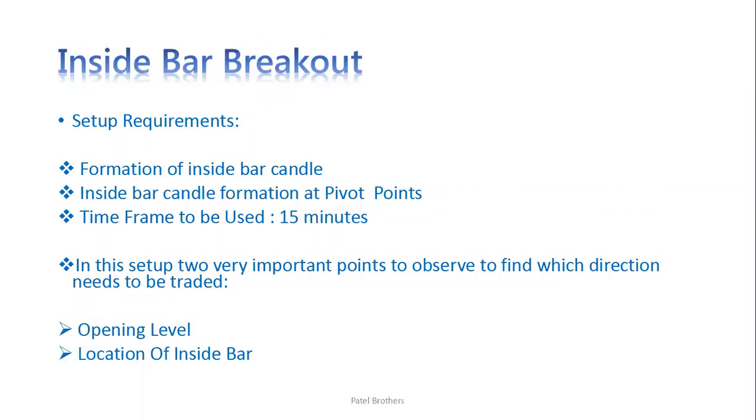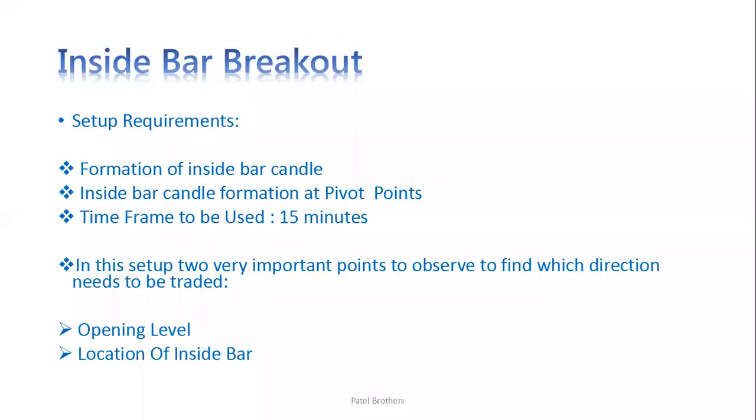Here we are not bothering about narrow range. We are just bothering about inside bar. We are not counting whether it is an NR4 or NR7 or anything. We are just bothering that it should be an inside bar. What is the inside bar?